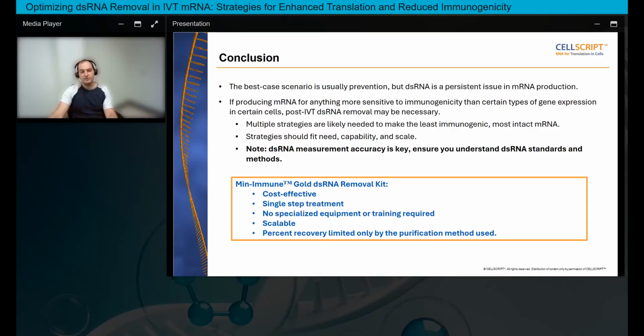And we always encourage people to do a strategy that fits their need, their capability, their scale. And honestly, there is sort of no need, capability, or scale, except in the very, very most highly structured mRNAs that just maybe don't work with MinImmune Gold. But almost every single different situation using mRNA should be really well handled by MinImmune Gold, just because it's cost effective, single step, nothing specialized about it, very scalable. And so we really like it and we recommend it. We think it works well. That's why we use it for everything.